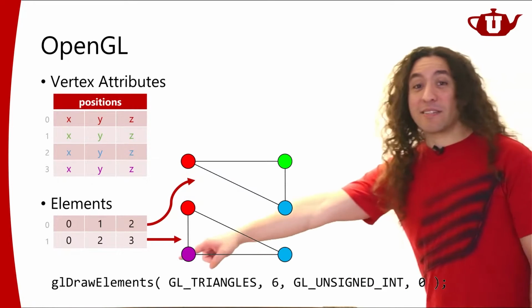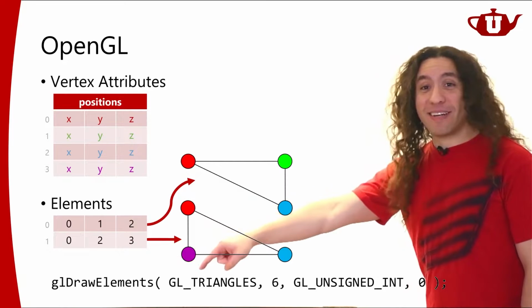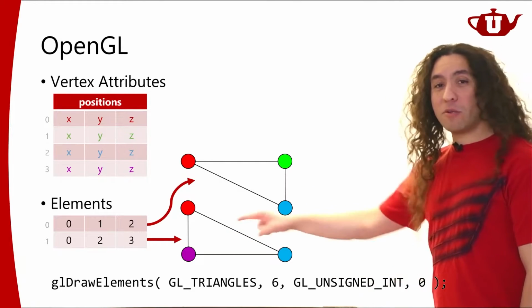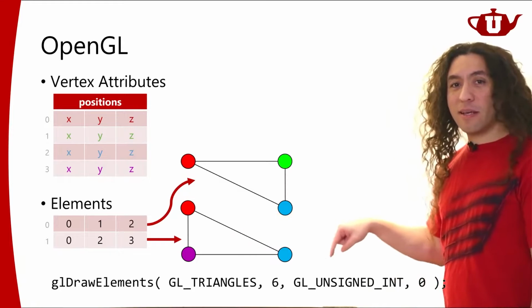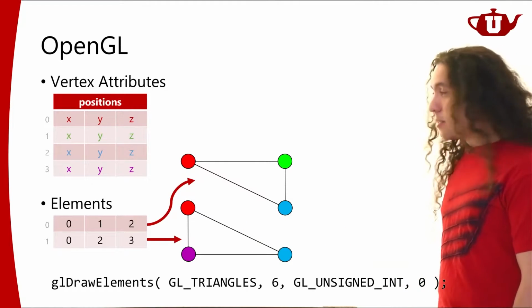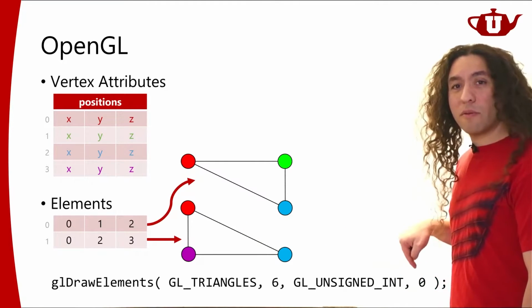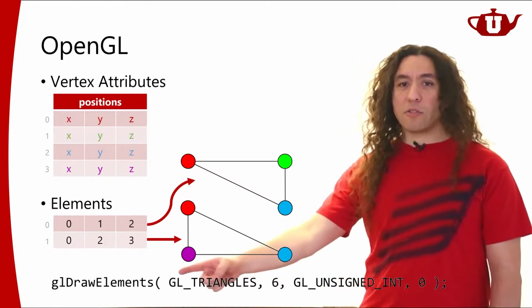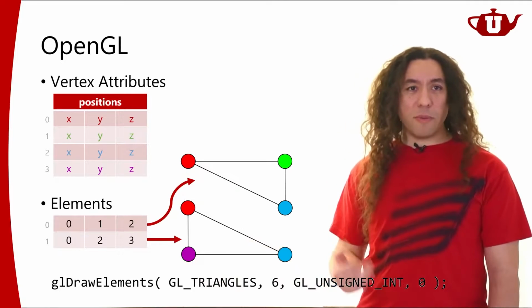So this is called GL draw elements, right? And it's drawing triangles. And I'm going to be using 6 vertices. Each one of them are stored as unsigned integers, and I'm starting from the very beginning. All right, so that's what this call means. So GL draw elements basically is what we're going to be using.